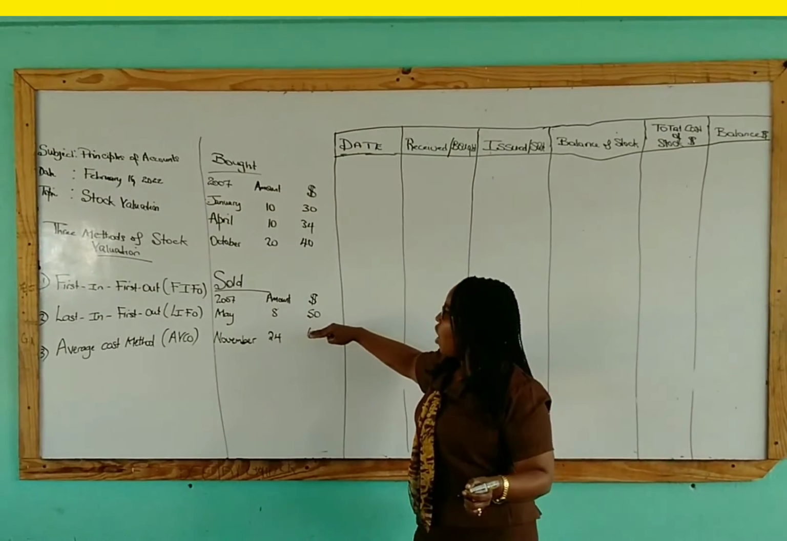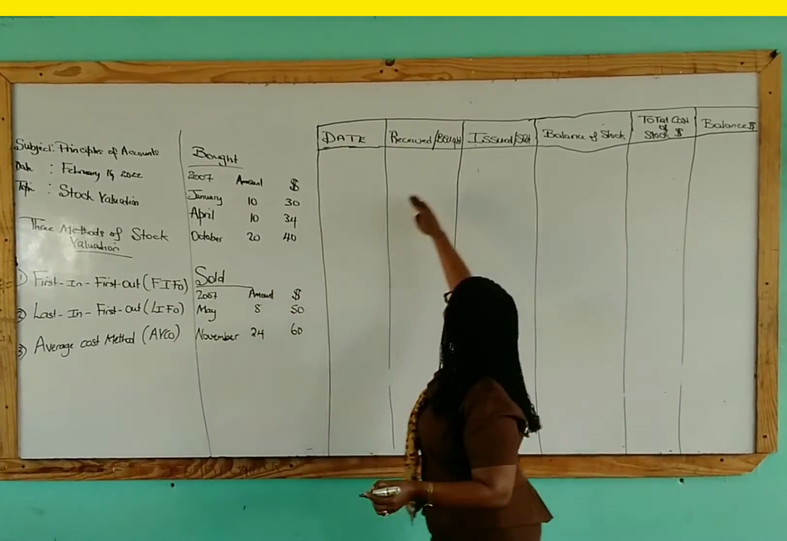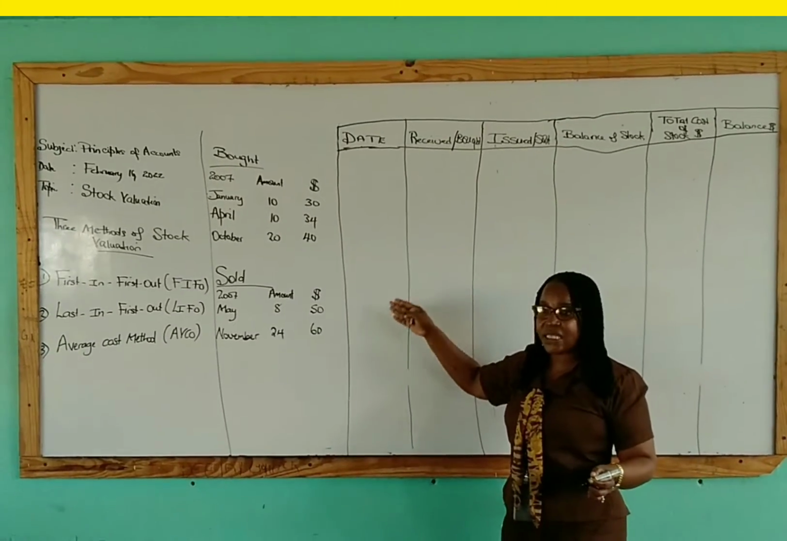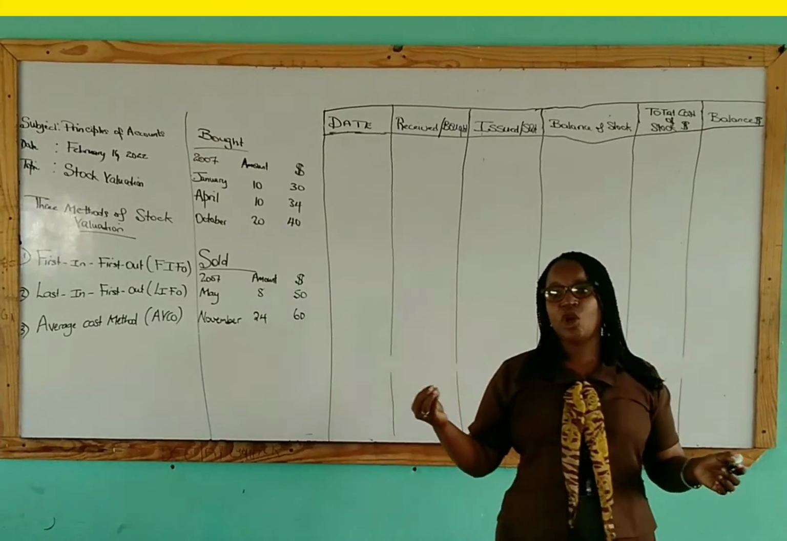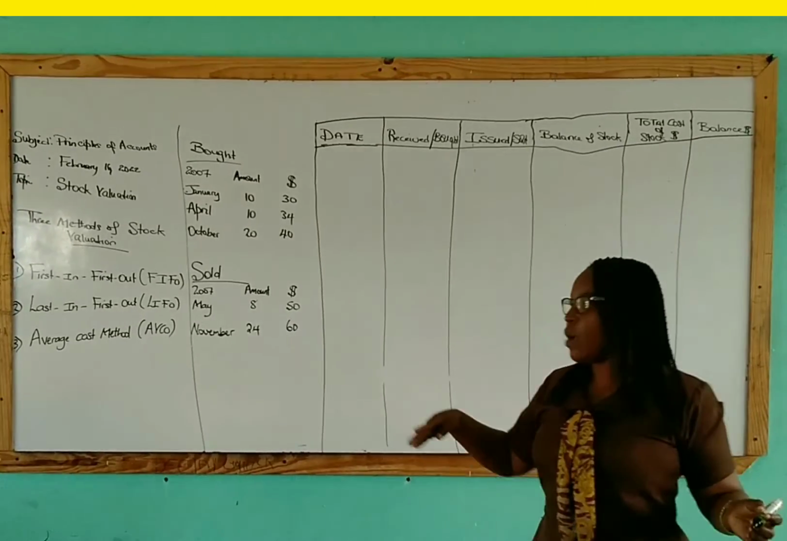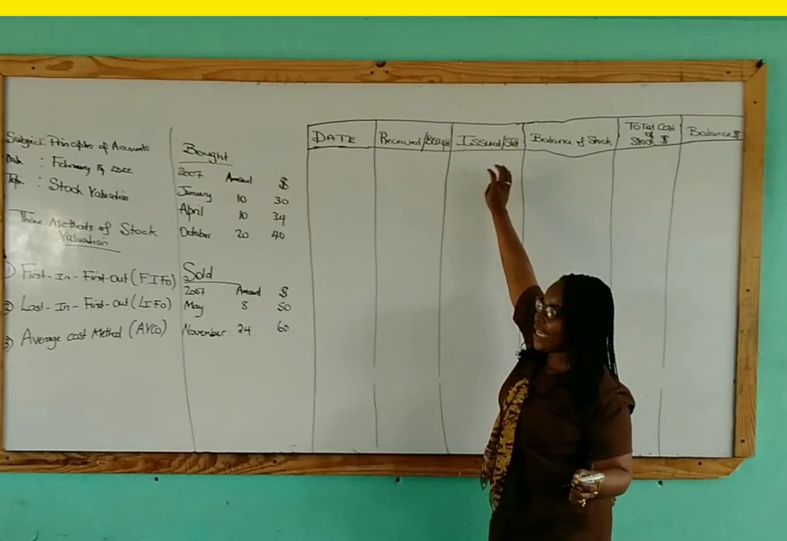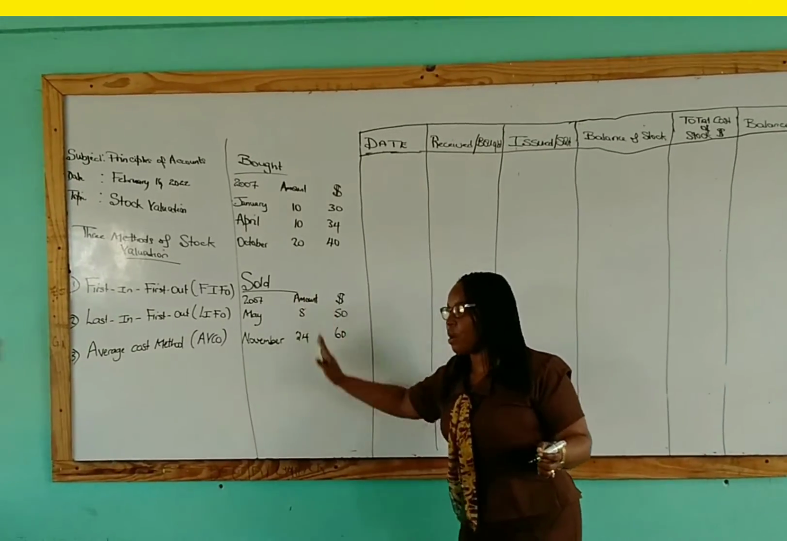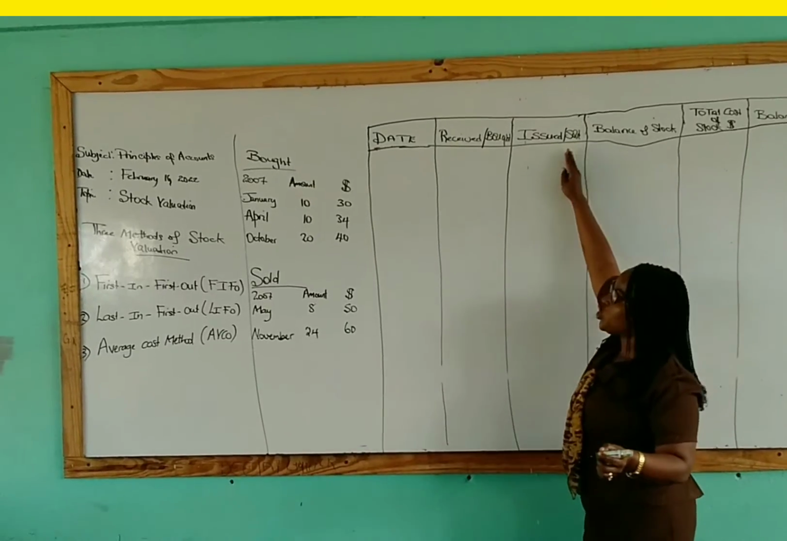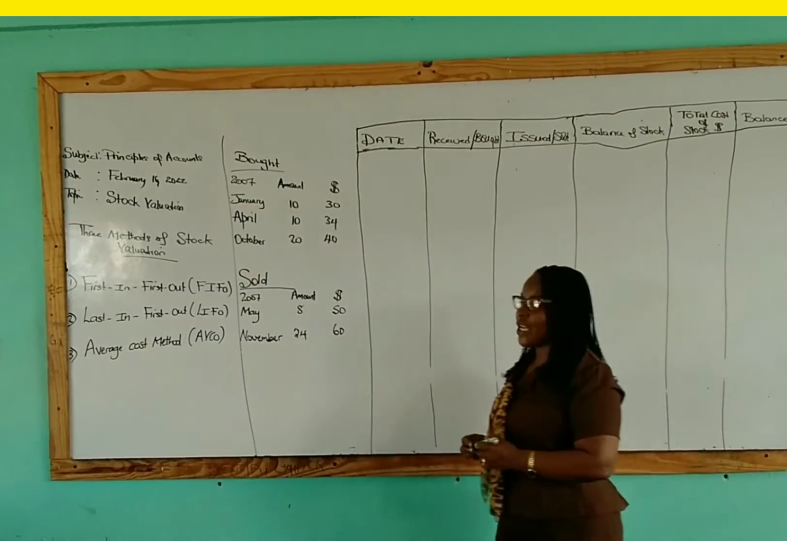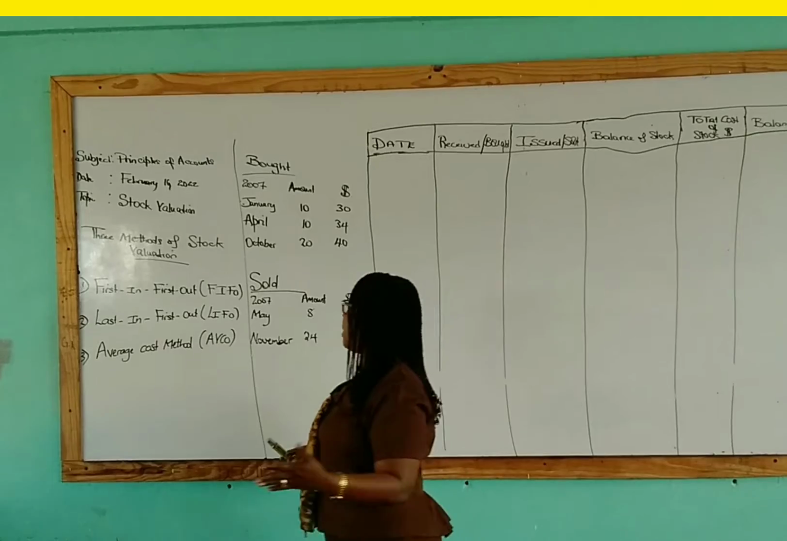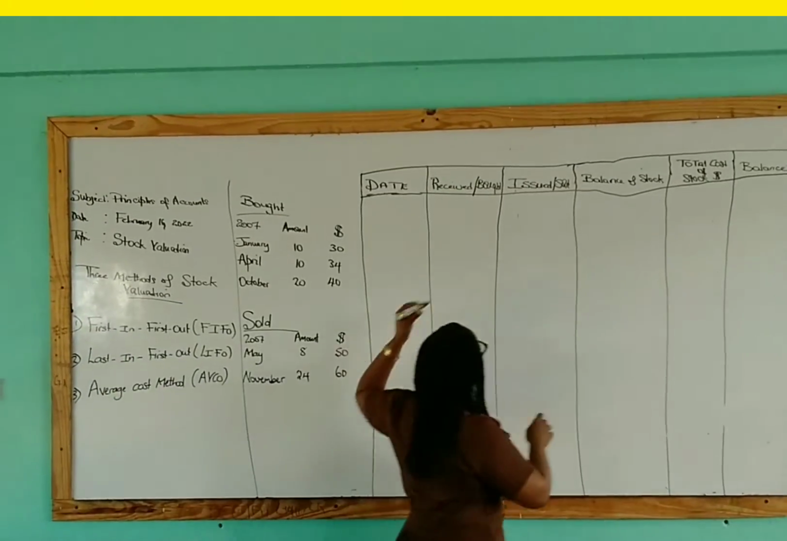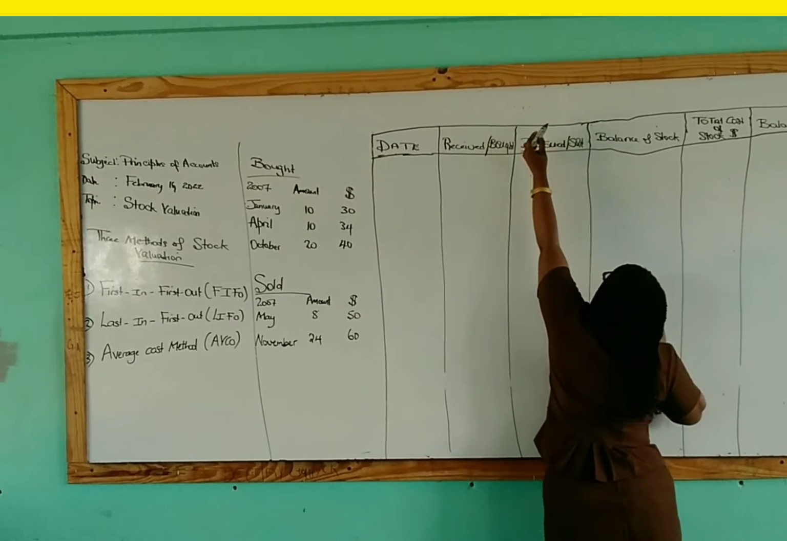Alright? Of course, we use the words sold and issue interchangeably depending on the type of business. Remember I mentioned something about the hotel industry? They will issue. And if it's a regular type of business like a shop or a supermarket or wherever that is selling, they will sell the goods. Alright? So that is why we use the words interchangeably. So we are going to look at the first one now, FIFO. So this is the FIFO method.